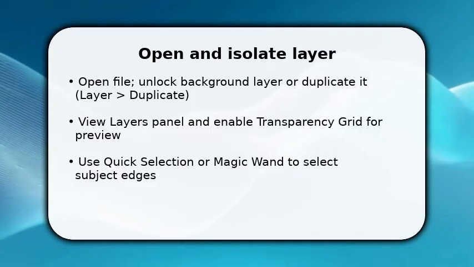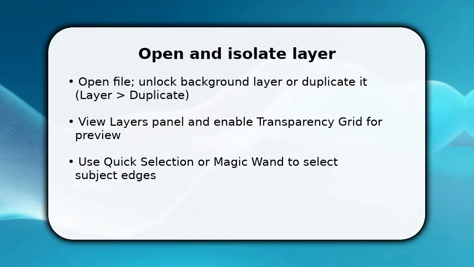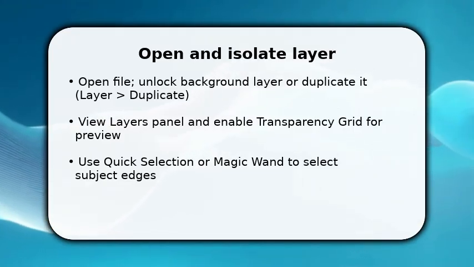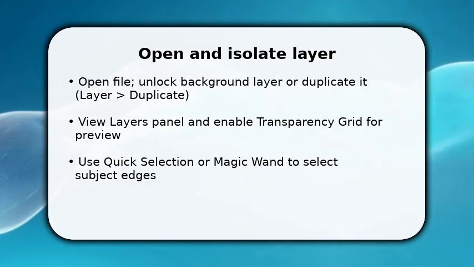You start by opening your image and immediately isolating the subject. Use Quick Selection or Magic Wand to grab the main subject. Refine edges with Select and Mask. Once selected, make a layer mask or duplicate the selection onto a new layer so your background becomes transparent. Make sure to enable the transparency grid to confirm transparency.